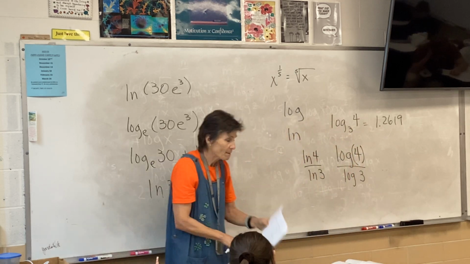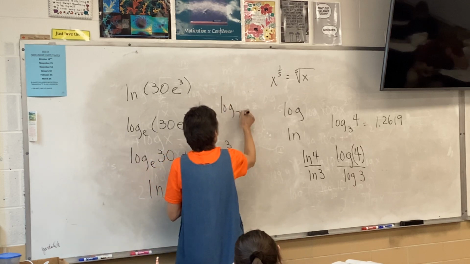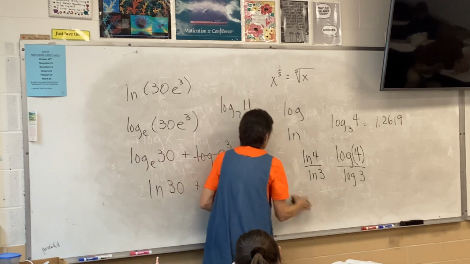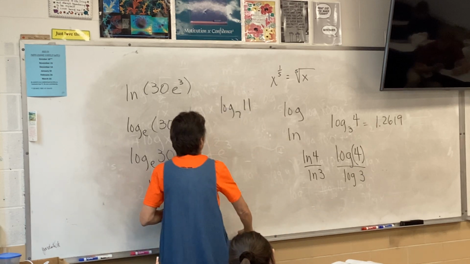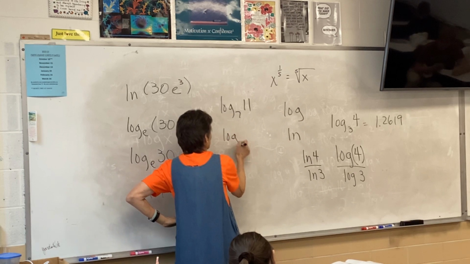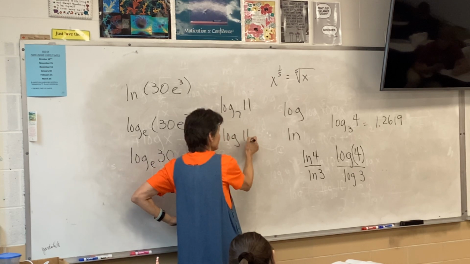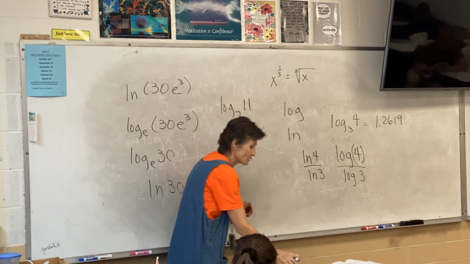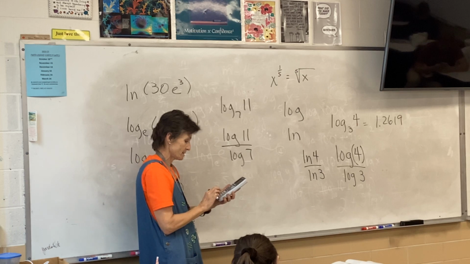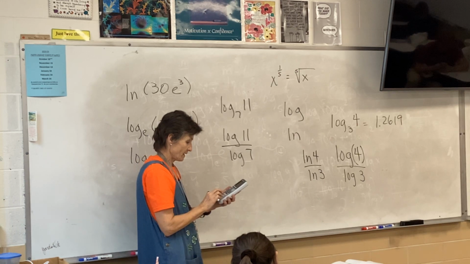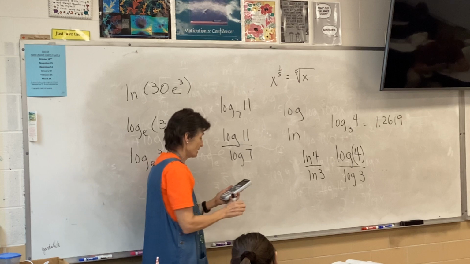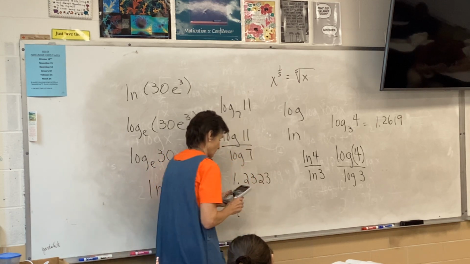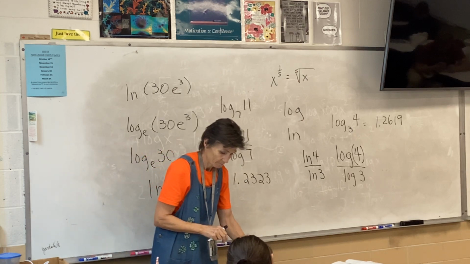All right, try B, log base 7 of 11. What are we going to type into our calculator? Log 11 divided by log 7. Yep, that's what we're typing in. Make sure you close those parentheses because it will not work otherwise. Log 11 divided by log 7. Did you get 1.2323? Awesome.